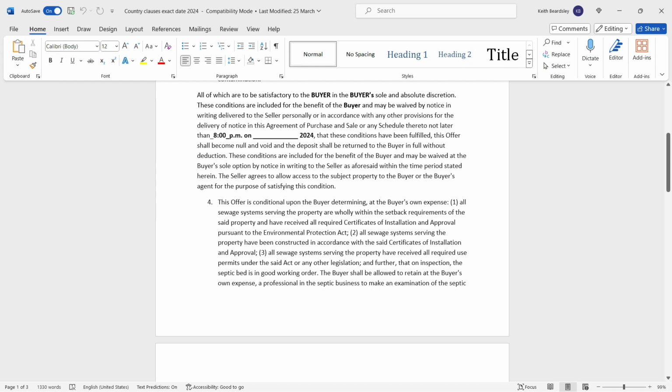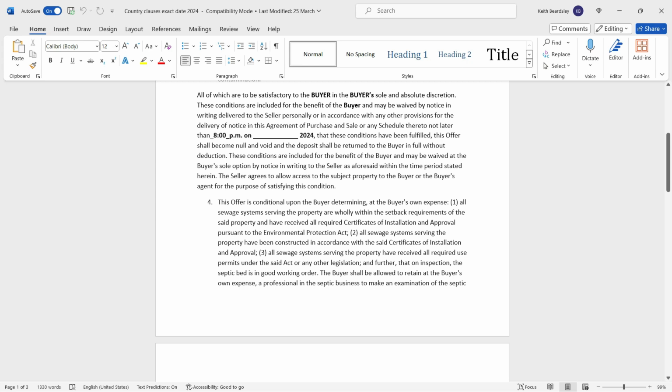And here's another one, and this is a big one, number 4. Again, same things apply. There's going to be a deadline, a time, and a date. And on a country property, this offer is conditional upon the buyer determining, at the buyer's expense again, that all sewage systems serving the property are wholly within the setback requirements of the property and have received all required certificates. All this means is they're talking about the septic system. So it has to be a legal septic system. The bed for that septic system has to be entirely within your property.